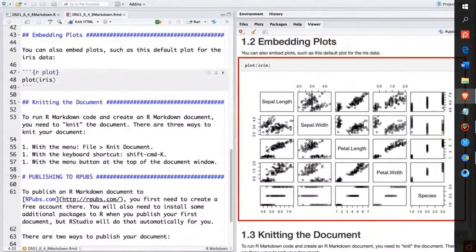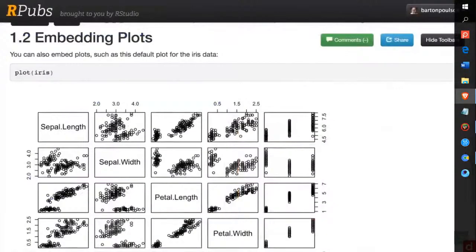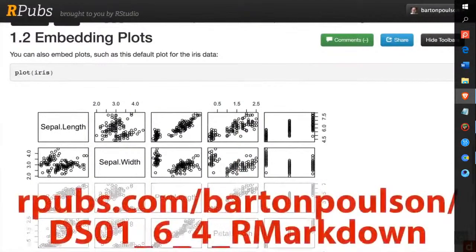It's a great way to do things. And then if you do R Markdown, you actually have the option of uploading the document into something called RPubs. And that's an online document that can be made accessible to anybody. Here's the same document. And if you want to go see it, you can go to this address. It's kind of long, so I'm going to let you write that one down yourself.